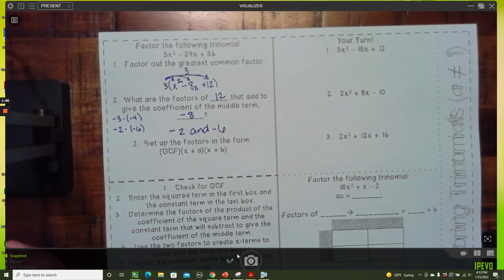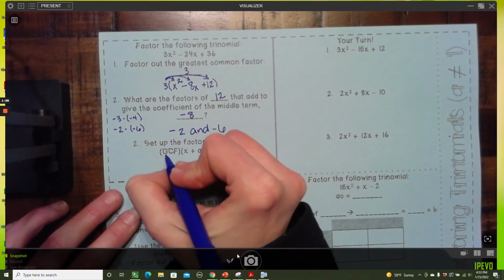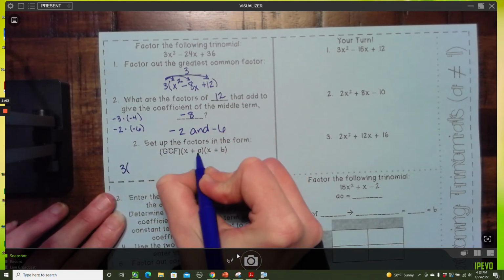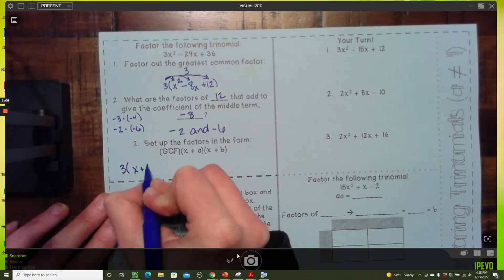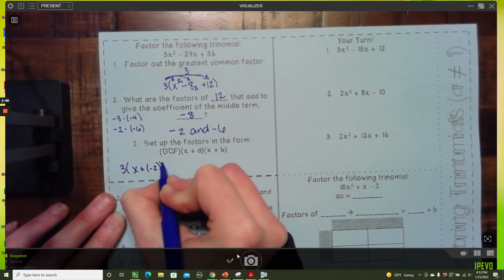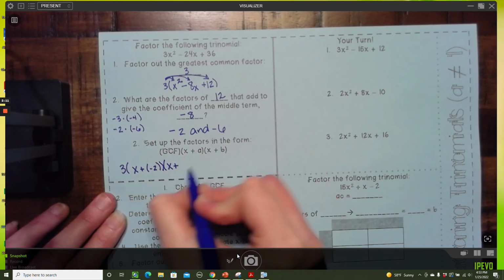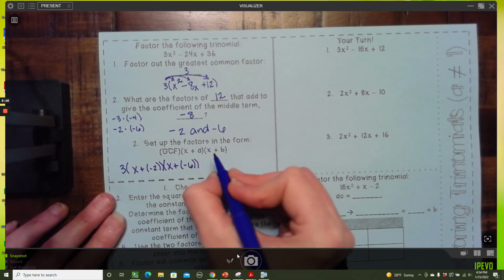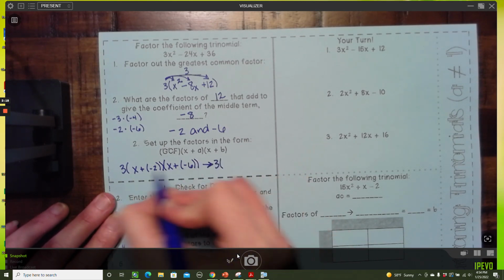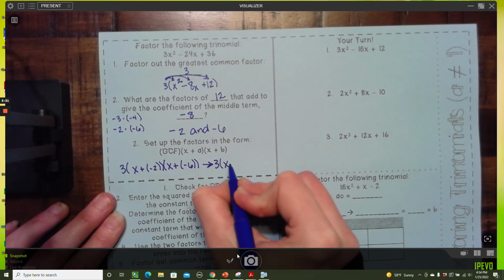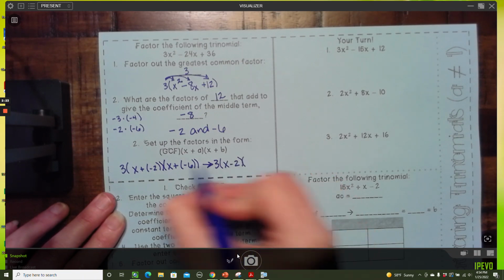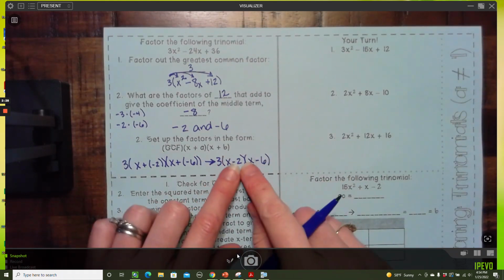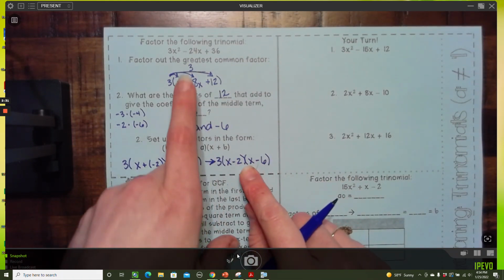Now I can set up the factors in the form of the GCF, the greatest common factor, and then x plus one of my factors, so x plus a negative 2, and then x plus my other factor, a negative 6. Now, this is awfully messy, so we're going to clean this up. We're going to keep the 3, but x plus a negative 2 is the same as x minus 2. X plus a negative 6 is the same as x minus 6. And so that is the factored form of this.